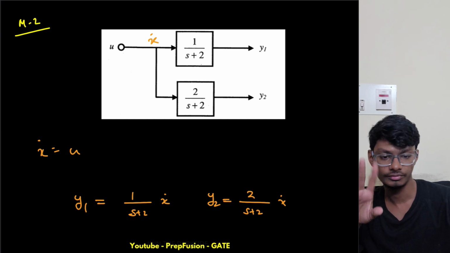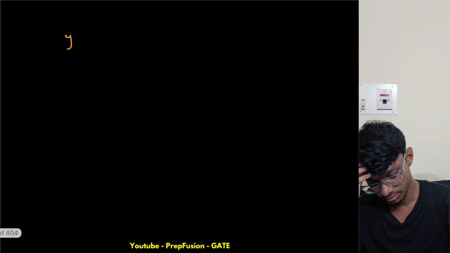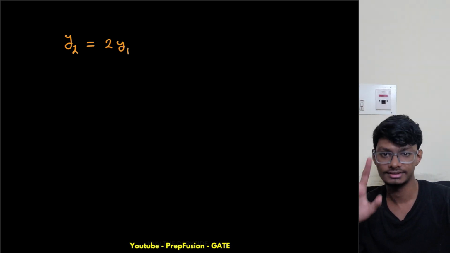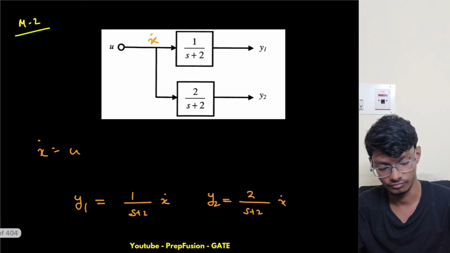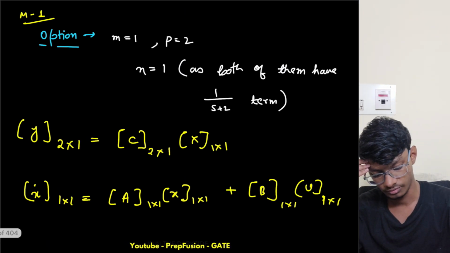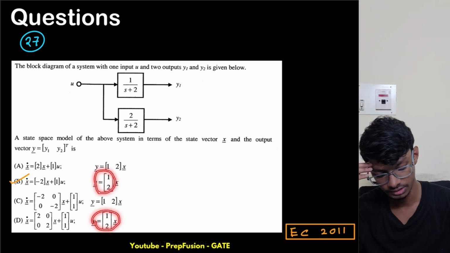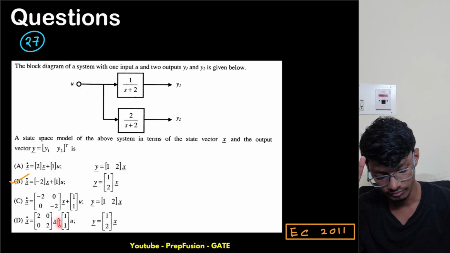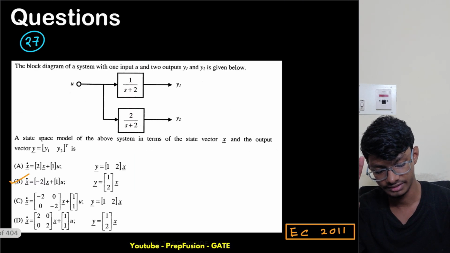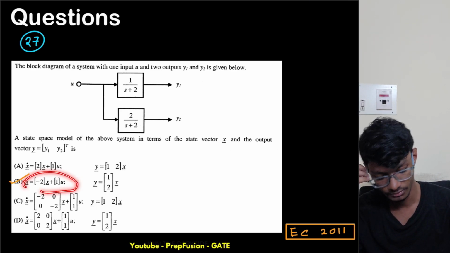What is the relation between y1 and y2? Simply, y2 equals 2y1. So whatever the matrix is, we have two outputs, and one output will be twice the other one. From the options, this one is twice the other one. This one is also twice the other one, but here we have only one state variable, one x dot. I won't be able to directly write this relation, it's difficult for me to write.